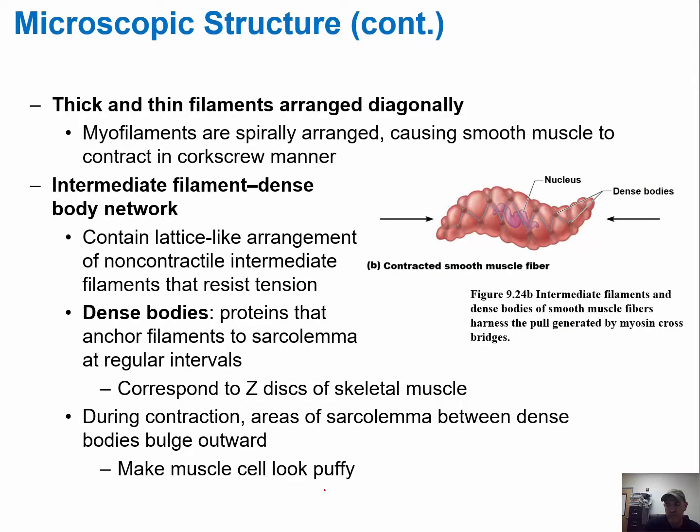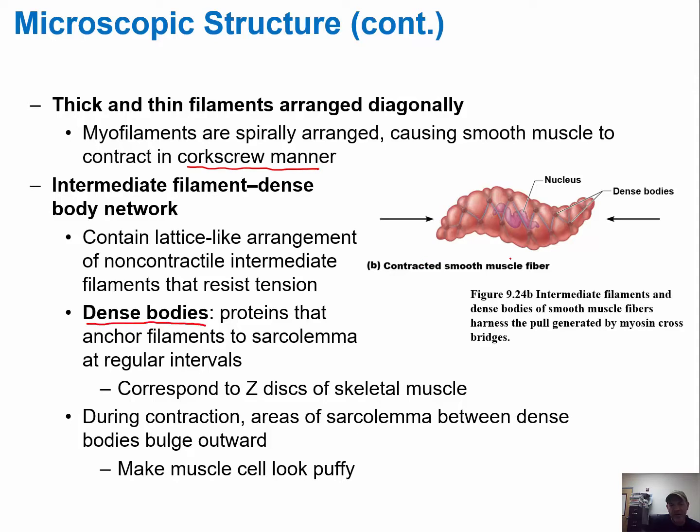The thick and thin filaments, the myofilaments, are going to be arranged diagonally. So when the thin filaments slide past the thick filaments during contraction, that's going to cause your smooth muscle cell to shorten and constrict, or contract, but it's also going to pull the cell in such a way that it looks like it's been twisted. So that's why it says like in a corkscrew manner. And again, it's those dense bodies that are being pulled on by the thin filaments.